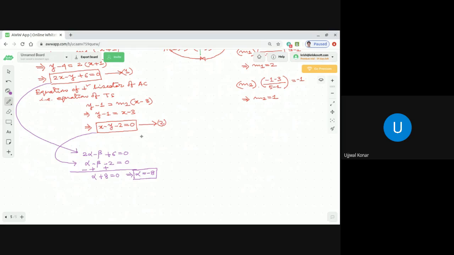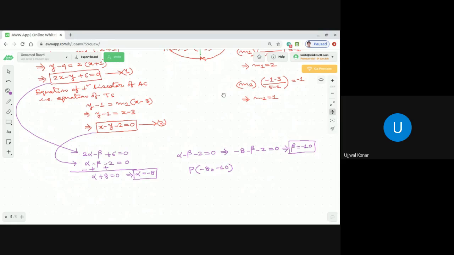And the moment alpha is equal to minus 8, we can find the value of beta as well. We know that alpha minus beta minus 2 is equal to 0. Alpha is equal to minus 8, so minus 8 minus beta minus 2 is equal to 0. So from here we get the value of beta is equal to minus 10. Correct? So the coordinate of the point P is minus 8 comma minus 10.